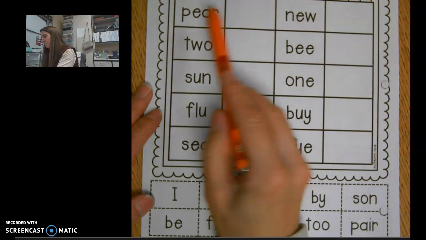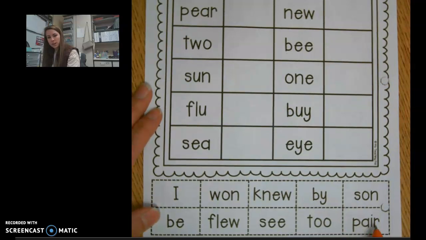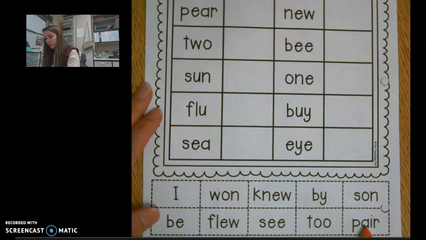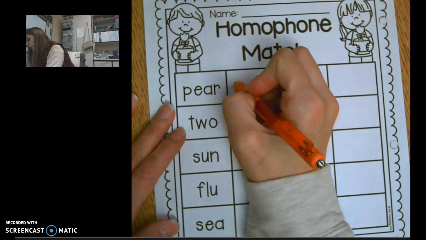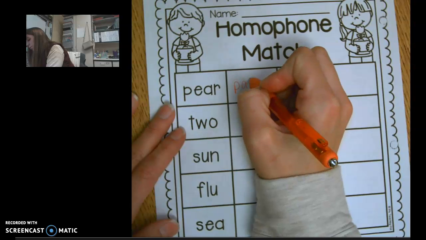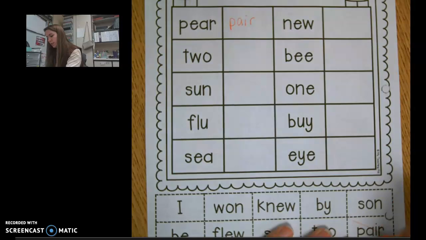So if I'm looking at pear, like the fruit, I know pear down here sounds the same, but I notice it's spelled differently. So that's the word I'm going to write up here. And you're going to write them. We're not going to cut and paste. So then I can cross that one out.